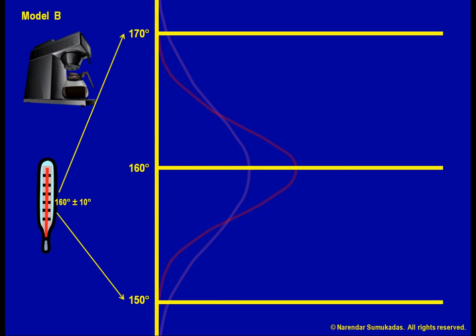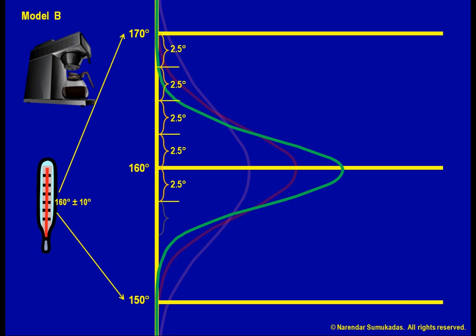Model B is more expensive. It can produce coffee at an average temperature of 160 degrees with a standard deviation of 2.5 degrees. I calculate that four standard deviations on either side of the mean will fit within my advertised range of 160 plus or minus 10 degrees. We call this machine capable at the 4 sigma level.